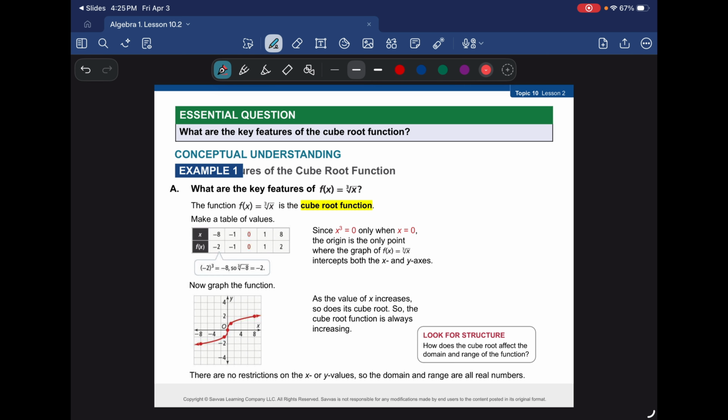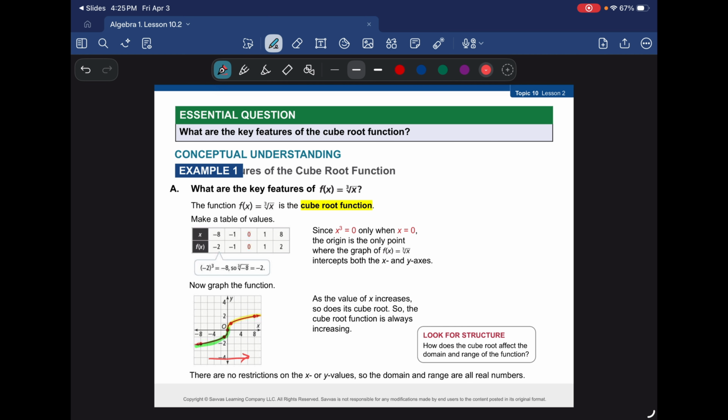And we can graph those. You can see that the graph looks like a stretched out S, if you will. It looks like the square root function on this part, but then we have this part that can go to negative inputs and outputs because it's a cube root. As the value of x increases, meaning as we move to the right on our graph, the cube root function also increases, or the outputs also increase. So this function is always increasing.